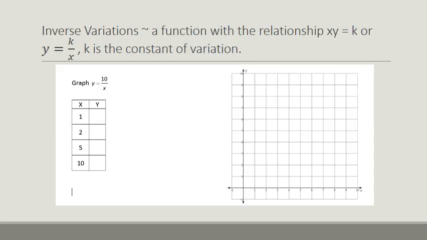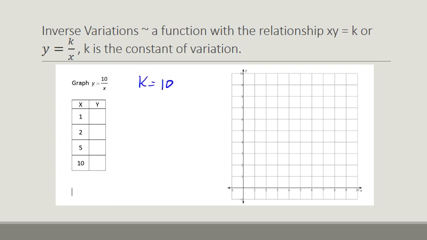So an inverse variation is a function with the relationship xy equals k or y equals k divided by x, where k is the constant of variation. So let's look at this. According to the definition, it's y equals 10 over x, where our k is 10.